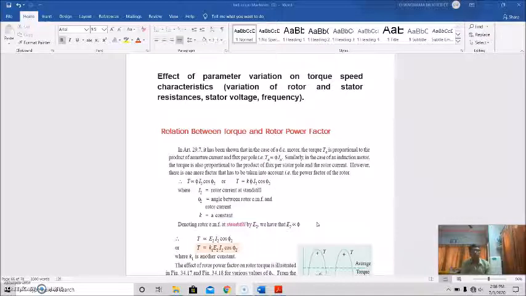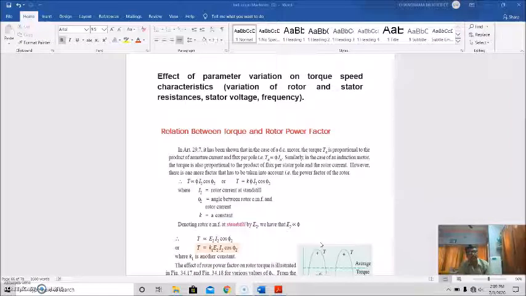Now today we'll discuss the effect of parameter variations on torque speed characteristics, like variation of rotor and stator resistance, stator voltage and frequency. Firstly, we have already discussed basically the rotor torque and rotor power factor. So what is the relation between these two? With this it will help us to find out the effect of the parameter variations on torque and hence the torque speed characteristics.